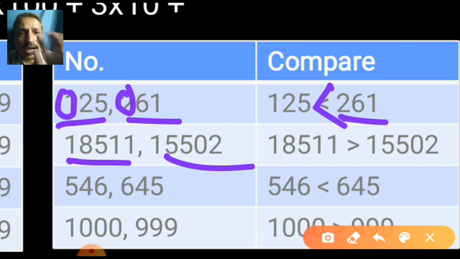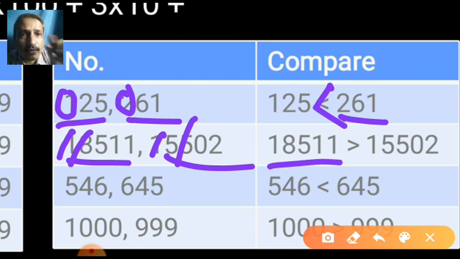Okay, about this one, 5-digit numbers are there. So check the first number: 1, 1. Both are equal. We cannot say who is bigger and who is smaller. Now come to the next number: 8 and 5. Who is bigger, 8 or 5? Yes, 8. That's why 18,511 is greater than 15,502.